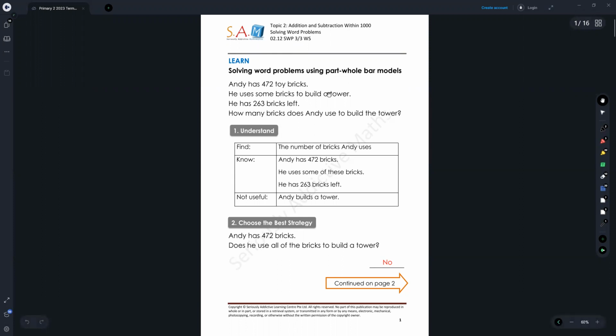For this lesson, it is solving word problems using part-whole bar models, and typically there are two types of model. You have the single row model or the stack model, right? We call it the comparison model as well.